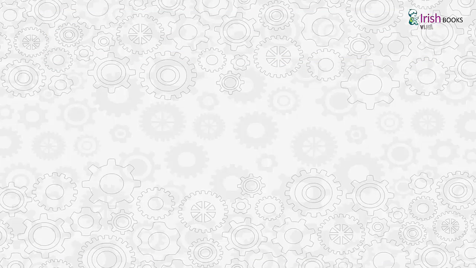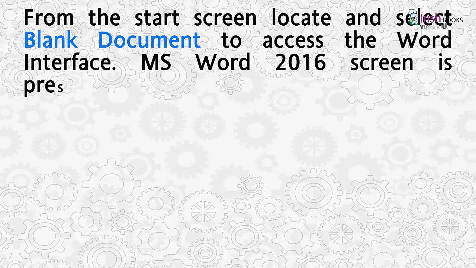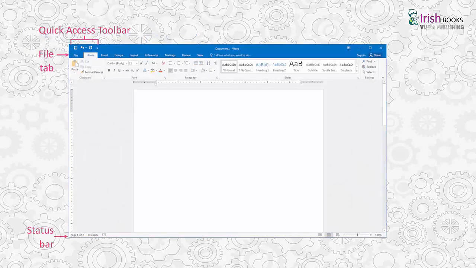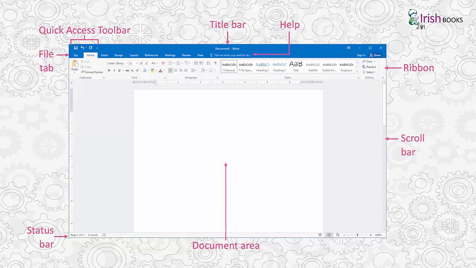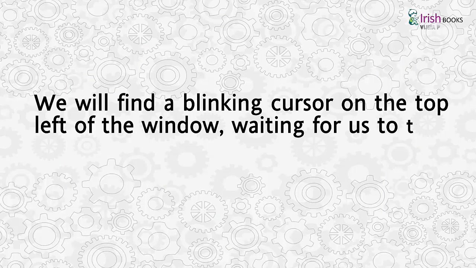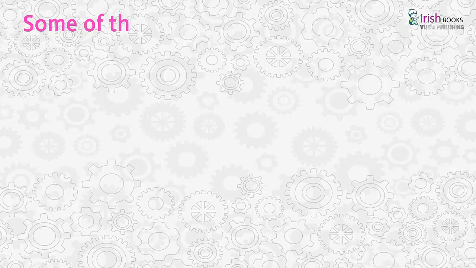From the Start screen, locate and select Blank Document to access the Word interface. MS Word 2016 screen is presented before us. We will find the blinking cursor on the top left of the window waiting for us to type the text. The Word window has many parts. Some of them are described below.